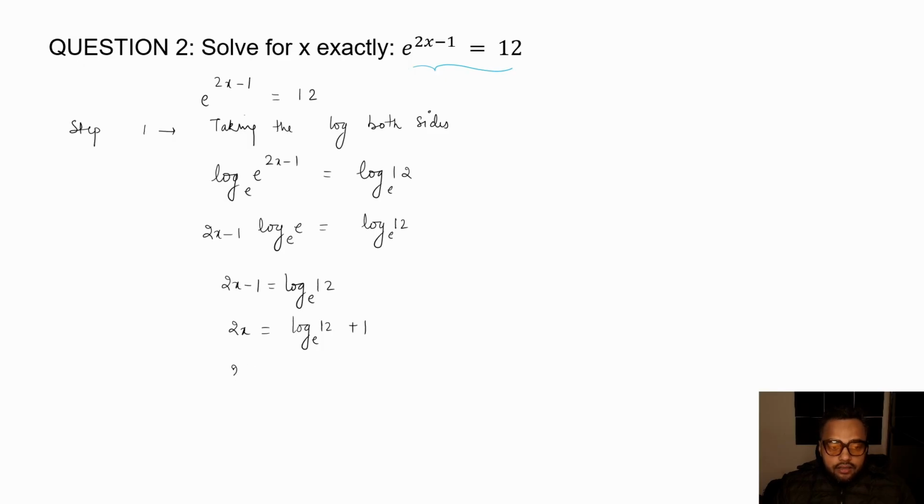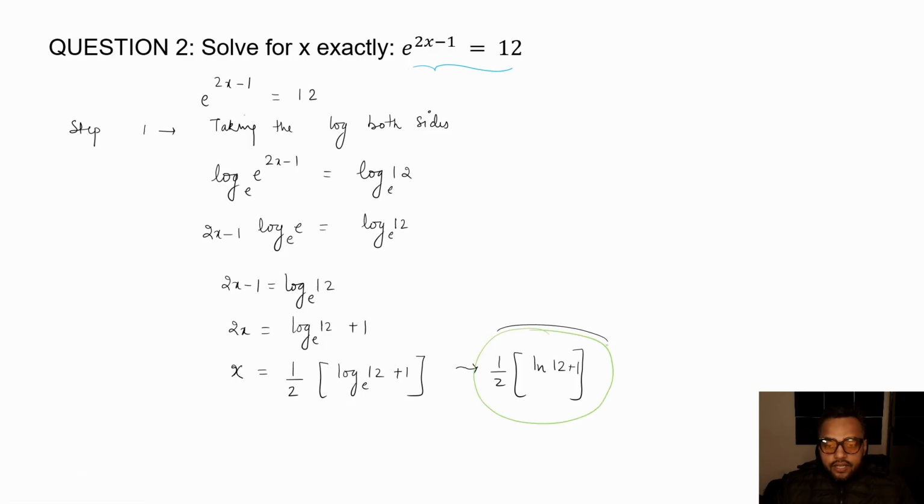Again, if I take 2 common, we'll get 1 by 2, log of 12 base e plus 1. If I want to write it more simply, I have told you whenever the base is e, we can write it as ln 12, so 1 by 2 of ln 12 plus 1. Okay, so this is the final solution, student. This is the final solution.